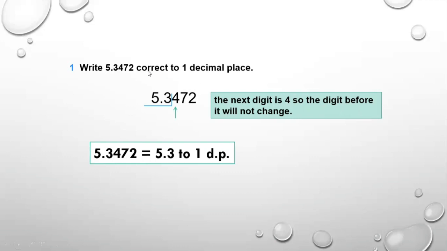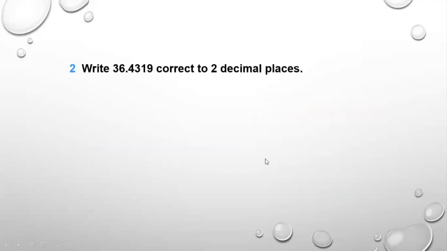Got it, children? So what are we supposed to do? If you are asked to round to one decimal place, you look at the next digit. If it is less than 5, we are not supposed to make any change to the previous digit. Ignore the last digits and just write it to one decimal place, which is 5.3. Okay, let's take up the next question.